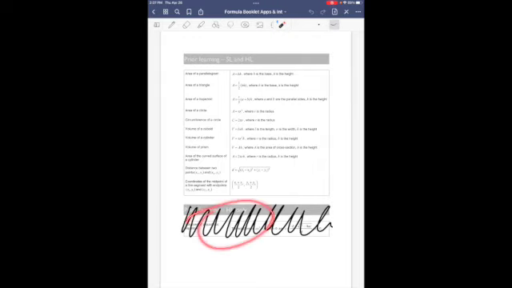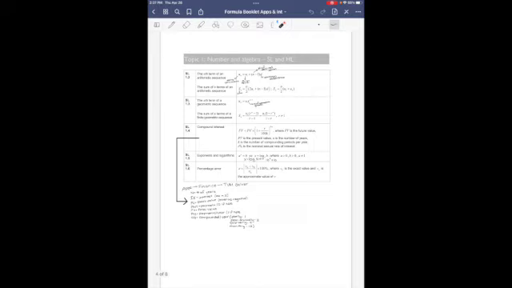Again, I've scratched out the HL here. Sorry, it's kind of messy. Get used to it. Moving on.